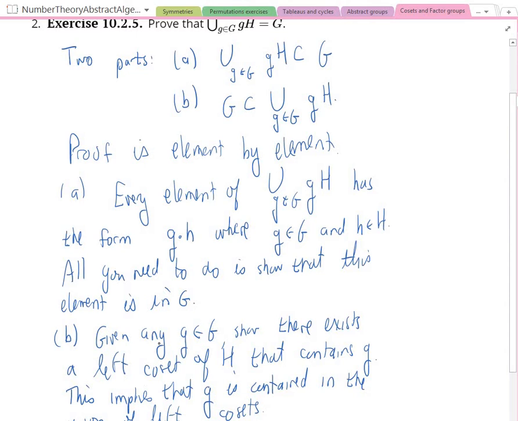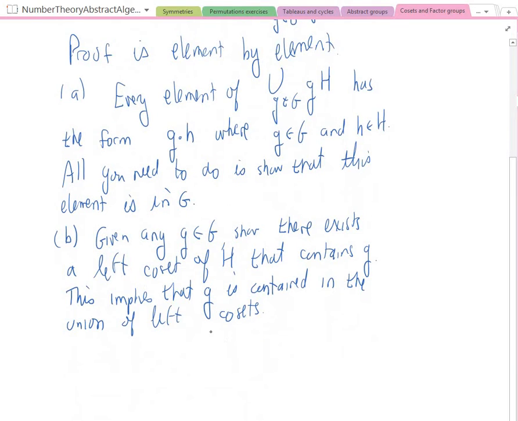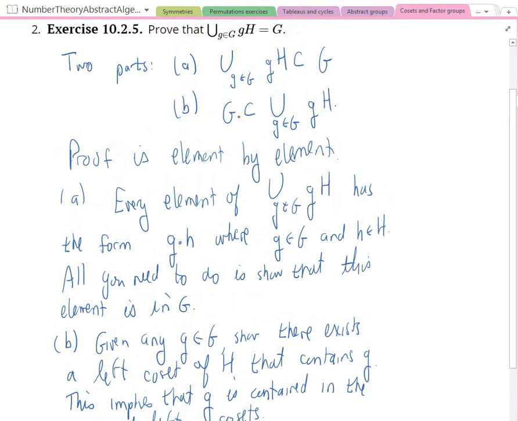Now, for part B, you want to do something similar. Given any element big G, you need to show there exists a left coset of H that contains little g. This implies that little g is contained in the union of left cosets, right? So I just need to show every element here is contained in at least one of the sets over here. All right, so that's how you show this set equality, by proving inclusion both ways.